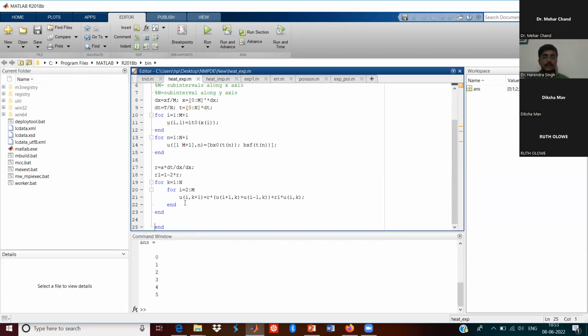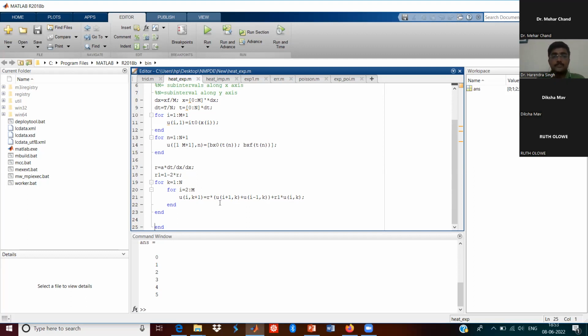We will run two loops, for k equal to 1 to n and for i equal to 2 to m. And this is the numerical computation. If you remember the scheme, it is r star ui plus 1 k plus ui minus 1 k, plus 1 minus 2r ui k. If you run this program, this will be the final program for solving the heat equation using the Euler forward difference scheme.